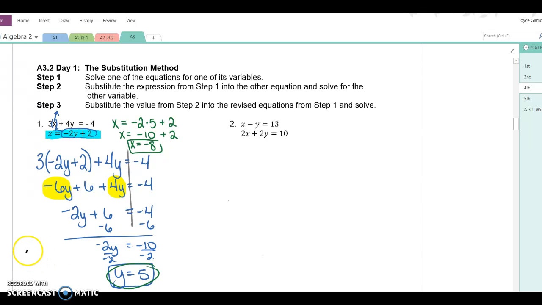For your final answer, you need to write your solution as an ordered pair. Remember, you write the letters alphabetically, so x comes first, negative 8, and then the y value, 5. The solution to this system is the point negative 8, 5. So if you were to graph both of these equations, if you were to rearrange both equations so that they said y equals mx plus b, they would cross at the point negative 8, 5.